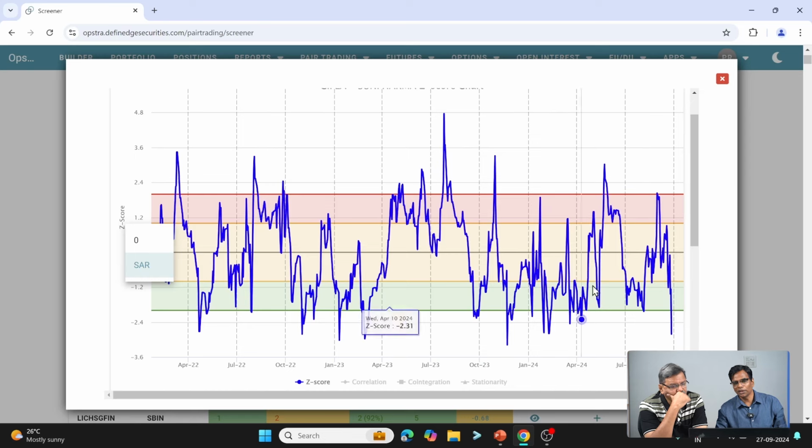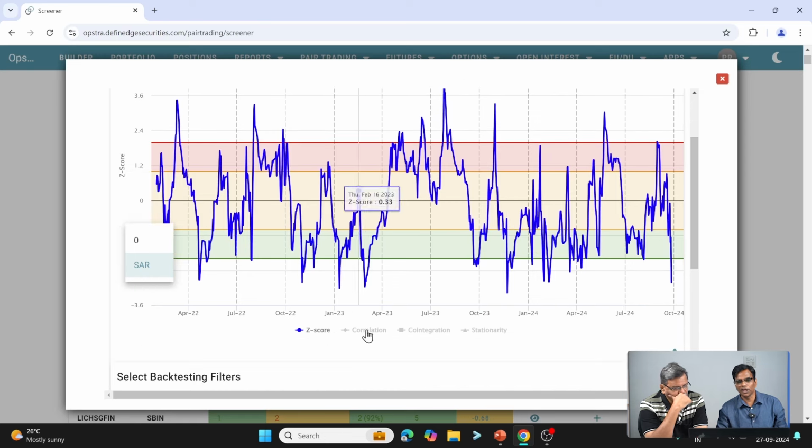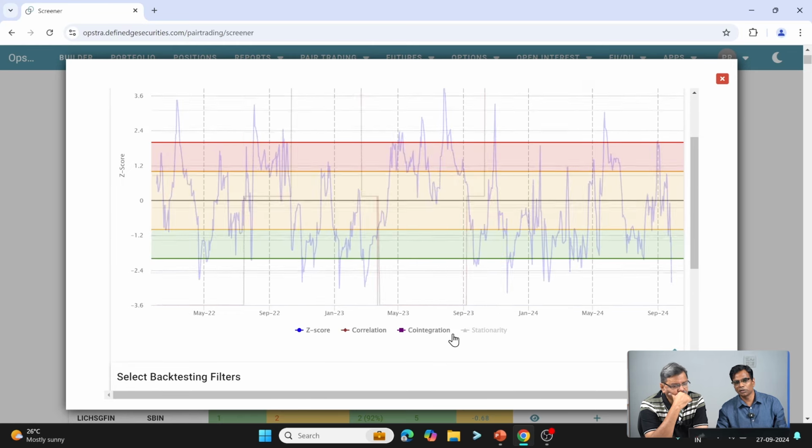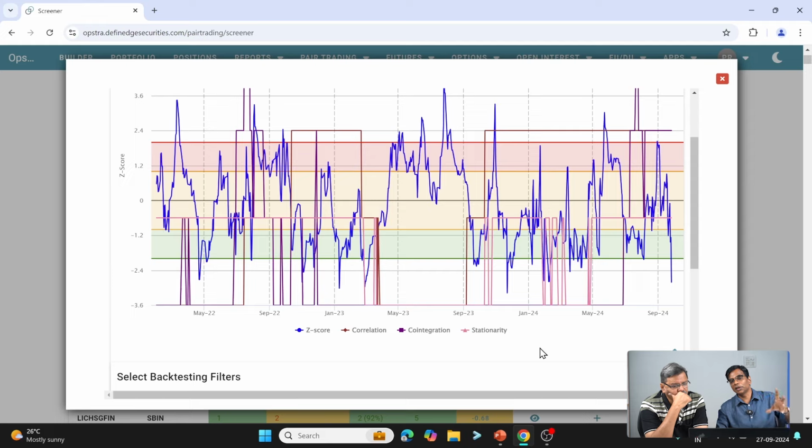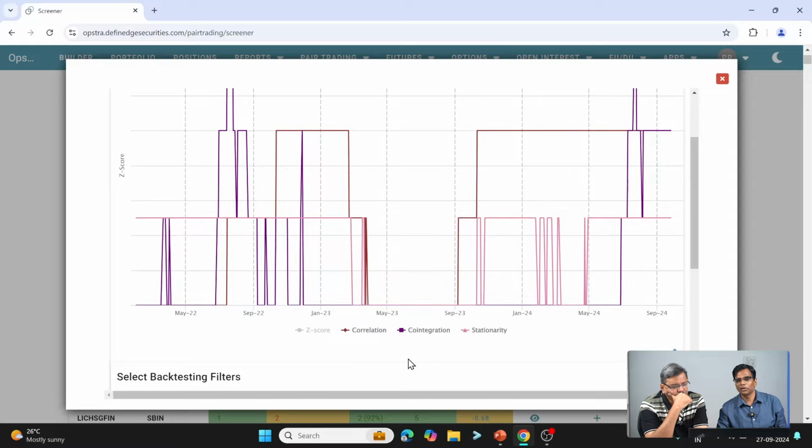Yeah, you do the opposite only if those criteria are still met. You have to still check those criteria, that the Z-score is above 3 or 4. Using that information, we can change, and you can also look at what the correlation, cointegration, and stationarity were historically. All the data is there, which you can test using this.